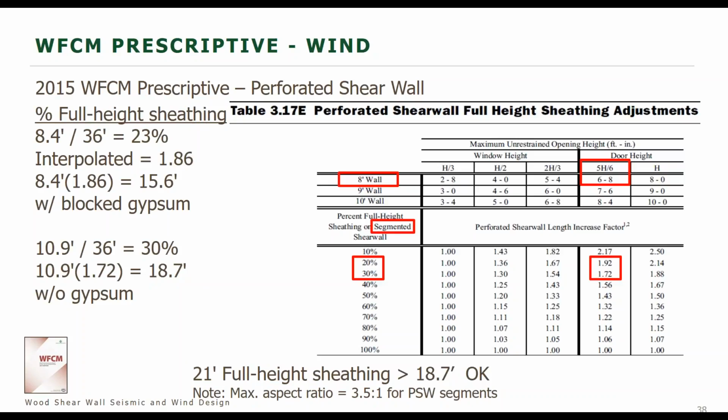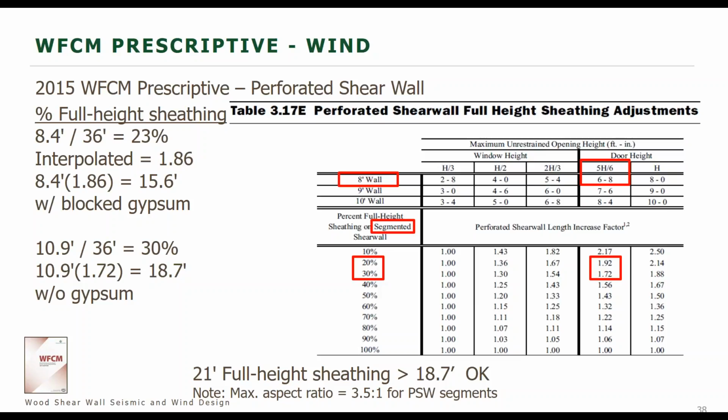Now, what if we wanted to do a perforated shear wall approach? So for this approach, we assume that the entire wall is sheathed on one or both sides. So we have to go to table 317E, because one of the requirements is we need to have enough full height segments to qualify this wall as a perforated shear wall. So if we go into table 317E, that helps us figure that out.